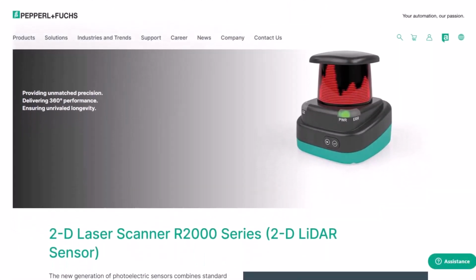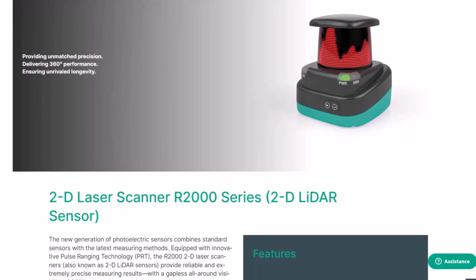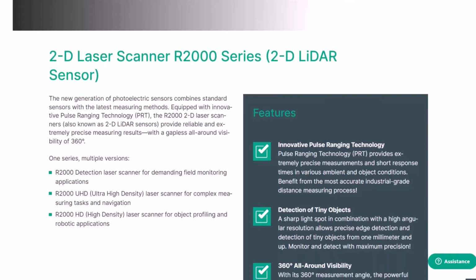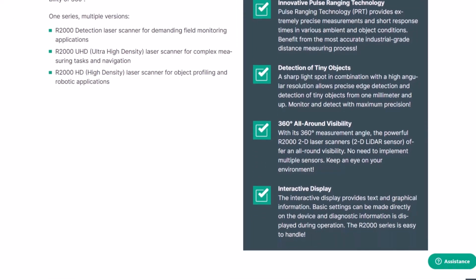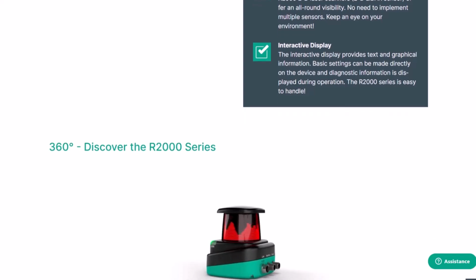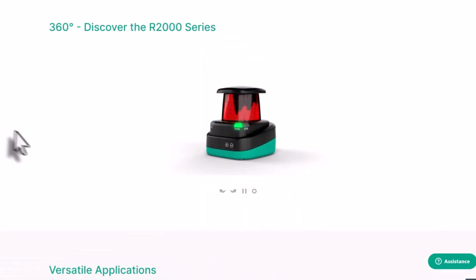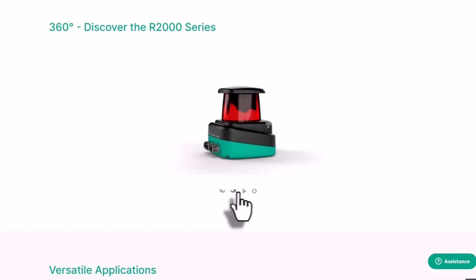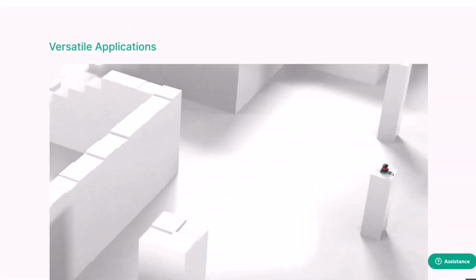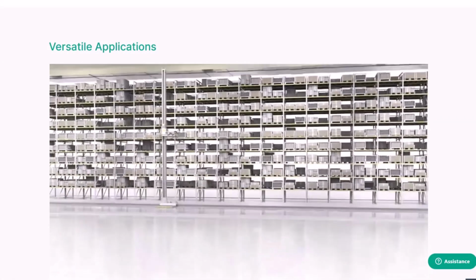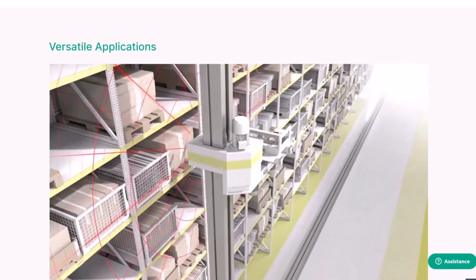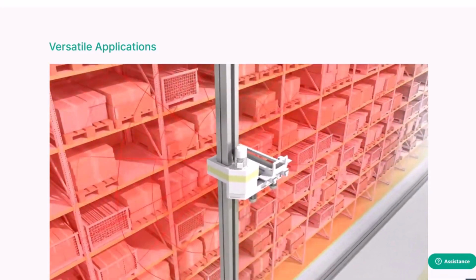In this RTMaps tutorial, we will explore how the Pepperl+Fuchs LiDAR sensor can be seamlessly integrated into RTMaps. This will enable developers to accelerate the deployment of automation projects and take industrial applications to the next level. RTMaps now supports all 2D laser scanners in the R2000 series and can support additional sensors with the existing package on demand.